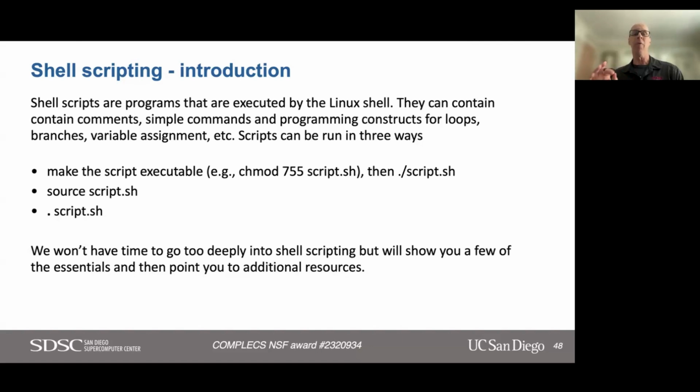So shell scripts are programs that are executed by the Linux shell. They can contain comments, simple commands, and programming constructs: for loops, branches, variable assignment, and so on. Scripts can be run in three ways. You could make the script executable. For example, you could change the permissions. In this case, I set it to 755, and then I just type the name of the script. I could use the source command followed by the name of the script. In this case, it does not need to be made executable. Or I could use dot followed by the name of the script.